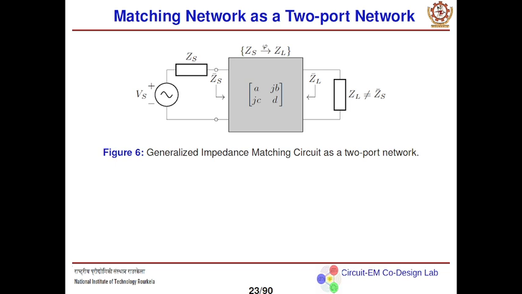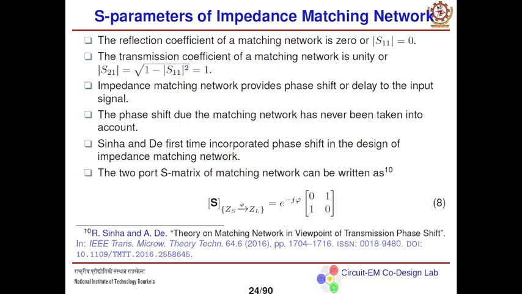Now I have devised this symbol for representing a matching network. ZS is the source impedance, ZL is the load impedance, and phi is the phase shift. Typically the reflection coefficient of a matching network is equal to 0. That means the transmission coefficient is 1, because ideally there is no internal loss in the matching network itself.